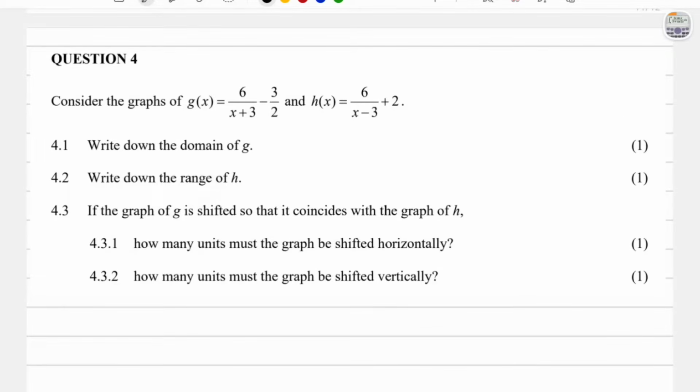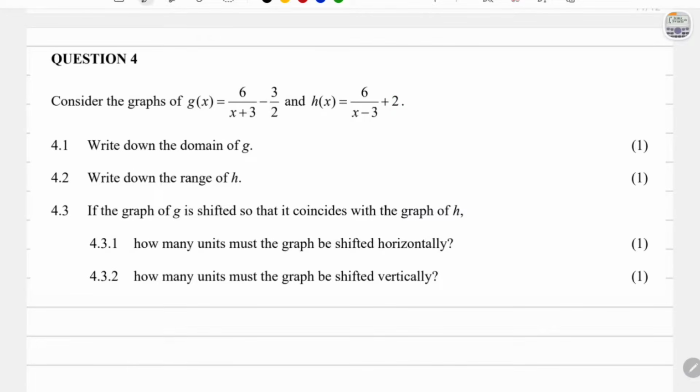Okay, so we're on question 4, and question 4 says, consider the graphs of g of x, which is equal to 6 over x plus 3 minus 3 over 2. So please notice that's just a constant, okay? That is just that q value there. That's all it is. Despite the fact that it's a fraction, it's just still a number. And then we have h of x is equal to 6 over x minus 3 plus 2.